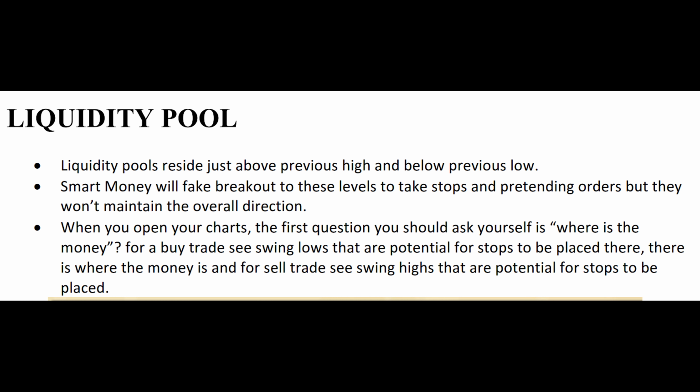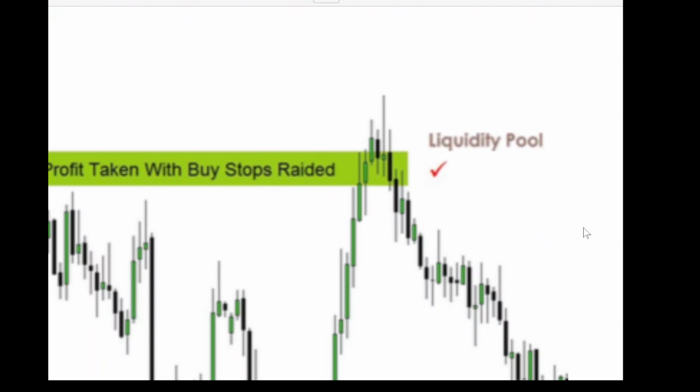And when you open your chart, the first thing you're going to ask is, where is the money? So for a buy trade, you see swing lows that are potential places for stops to be placed. That is where the money is. And for sell trades, you see swing highs that are potential places for stops to be placed. That is exactly where the money is. So wherever buy stops and sell stops are resting, that is where money is. So liquidity pool, let's look at this image.